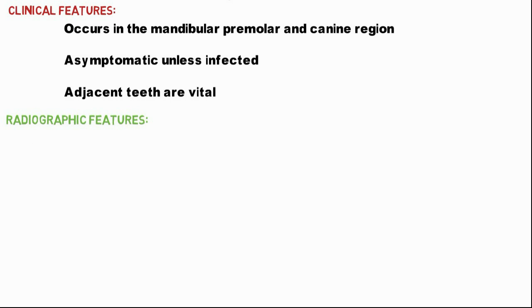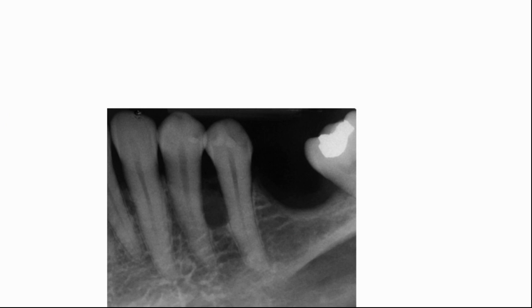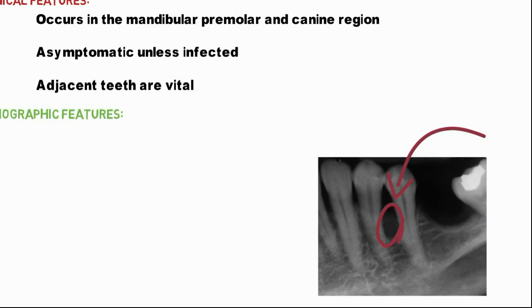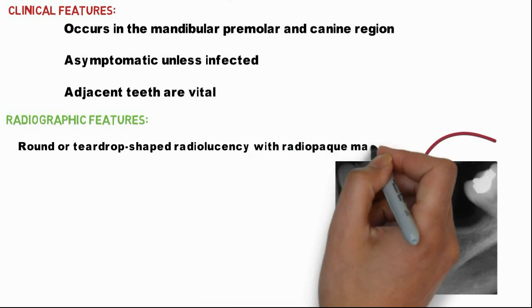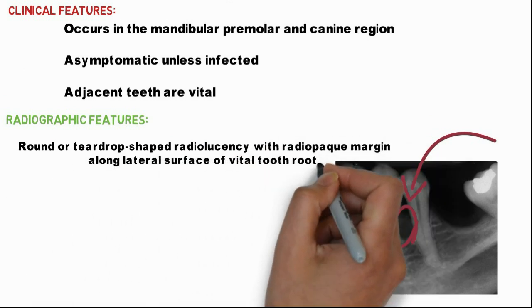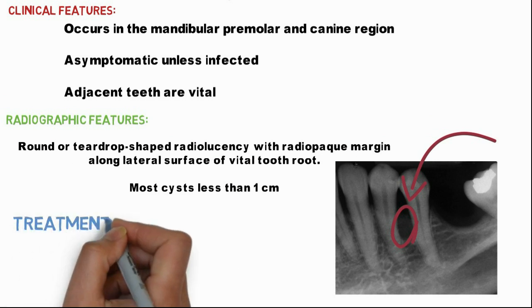Radiographic features: round or teardrop-shaped radiolucency with radiopaque margin along the lateral surface of a vital tooth root. Most cysts are less than 1 cm. Treatment: enucleation.